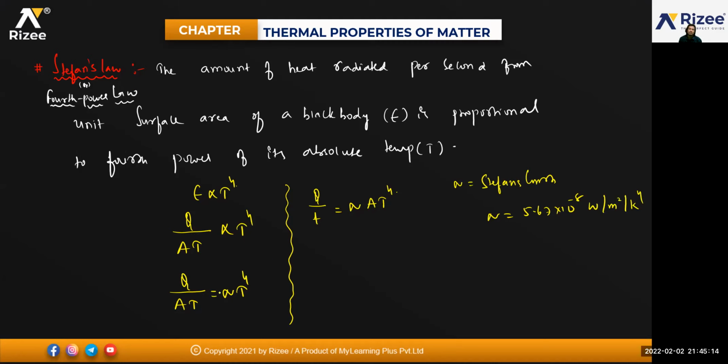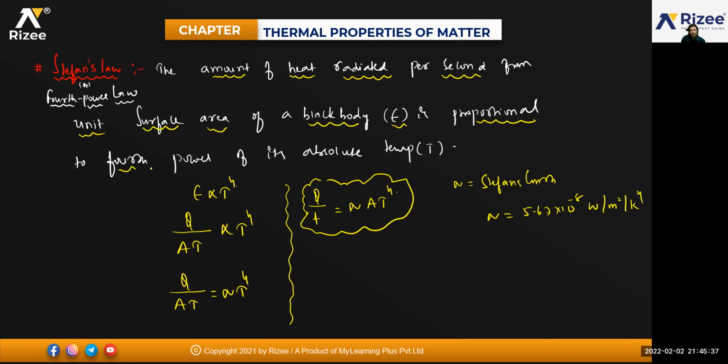Very important. So Q is the rate of energy, that is energy divided by time. Q by T is equal to sigma into A into T to the power of 4. Or I can say that the amount of heat energy radiated per second from a unit surface area of a black body, capital E, is proportional to the fourth power of its absolute temperature, that is capital T. Clear?